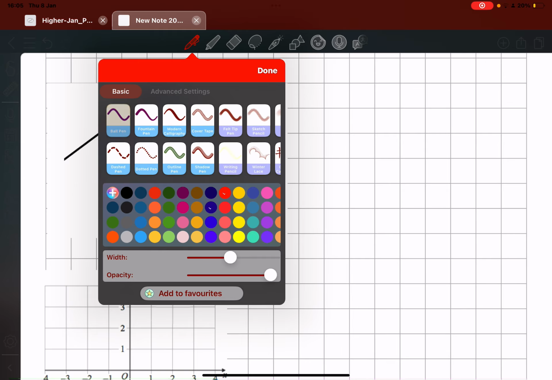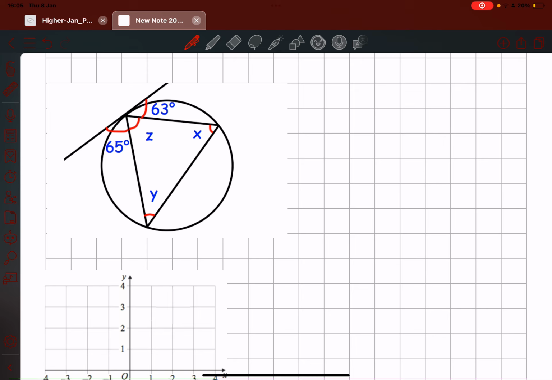We're going to do the next 5 questions for the day. The first question is a circles theorem question. We have to figure out 3 of the angles.